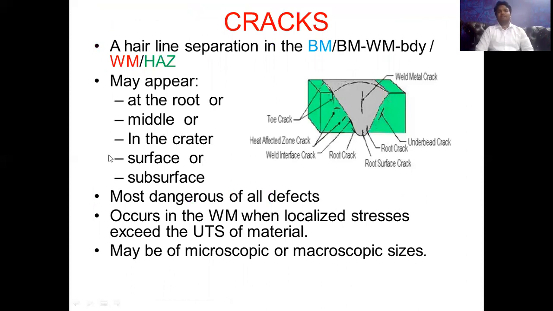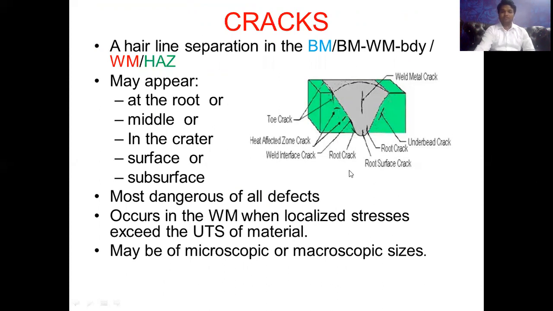We'll see the first kind of defect, called a crack. A hairline separation in the base metal or weld metal body. So this is a weld metal crack. We can observe these cracks in the weld metal. We can observe these cracks in the root. So we can designate different cracks based upon their location.